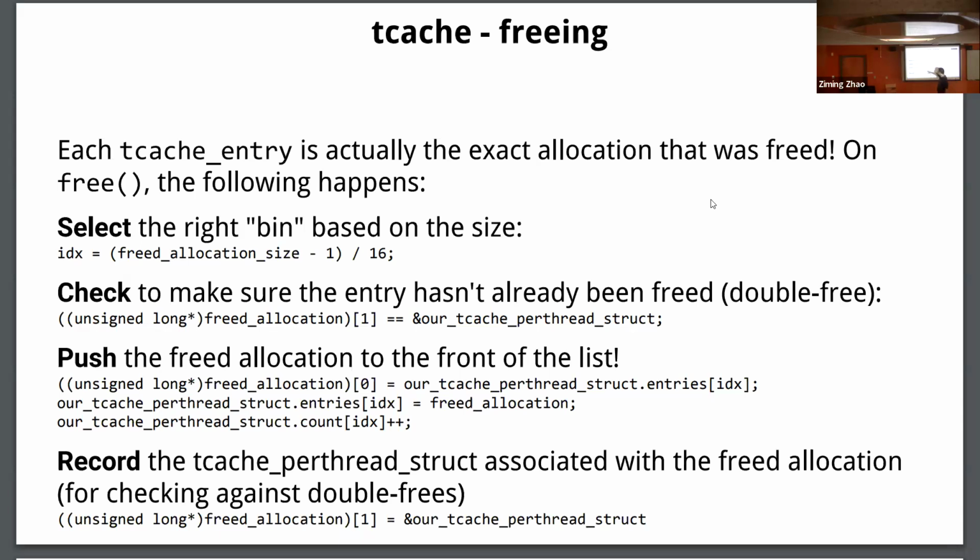Like I said, this is a singly linked list. So technically, if you traverse it, you get the count. You don't have to record that, but this makes it faster. Then you also put the next pointer. So this is what we actually did before. This is for double free protection, but there are still ways to do double free.